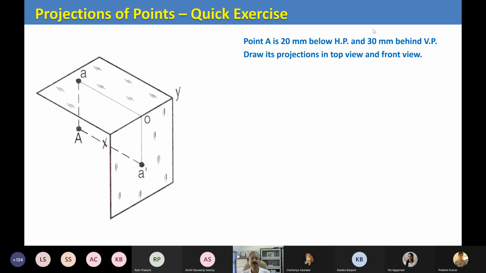Prabhat, you have to keep telling me once in a while whether bandwidth is okay or not. Sir, it's a bit lagging. It's lagging, so I'll just switch on the camera in that case. If you are done, just put a thumbs up symbol. Yeah, they are putting it. Able to see that then.